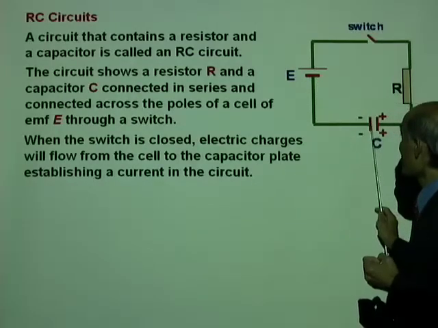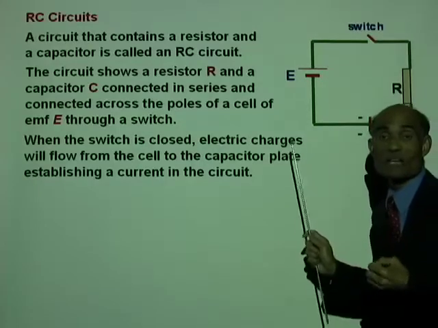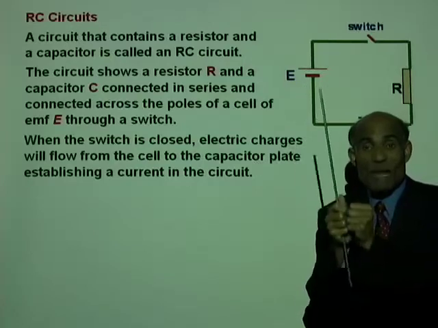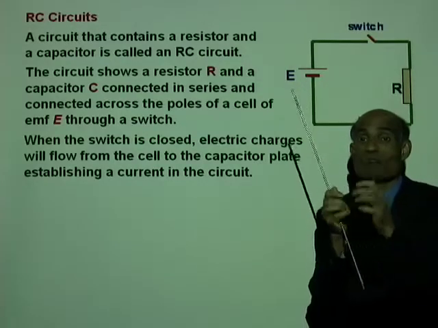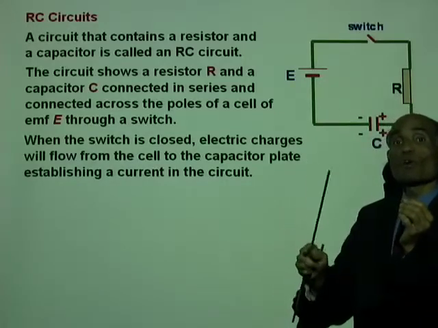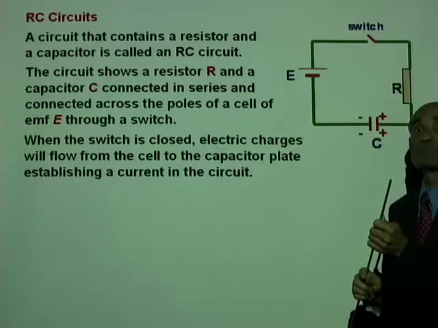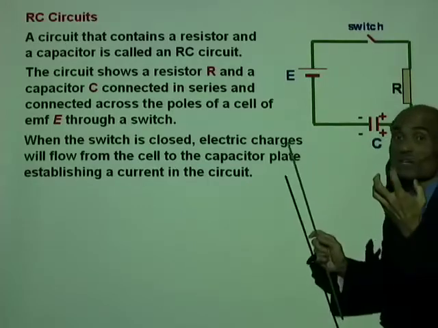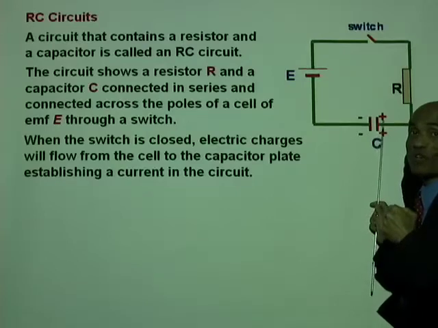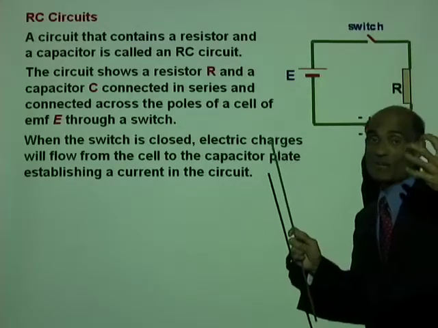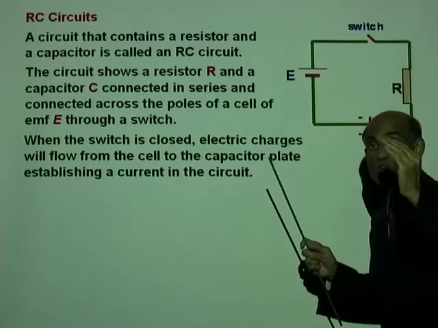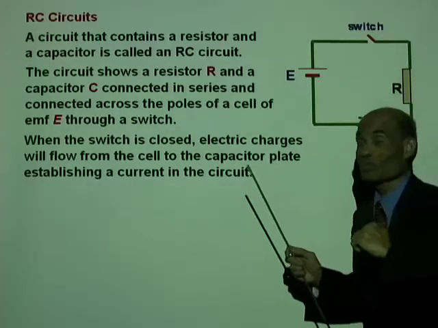Because the role of the capacitor in that circuit is, when you connect the cell to a capacitor, the capacitor gets charged. And when the capacitor is fully charged, there will be no more flow of charges in that circuit. That means the current initially will be very large because there are no charges on the capacitor plates. Now, as the capacitor plates accumulate more and more charges, the rate of flow of charge will decrease.